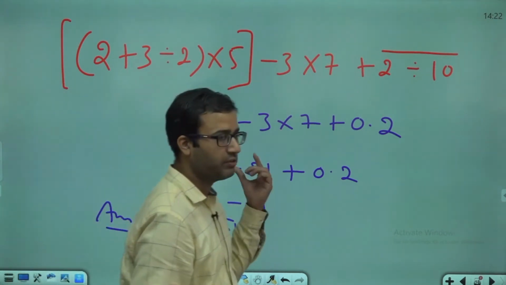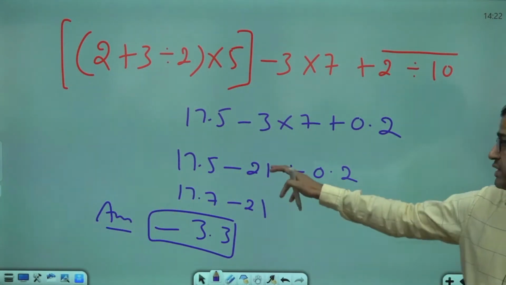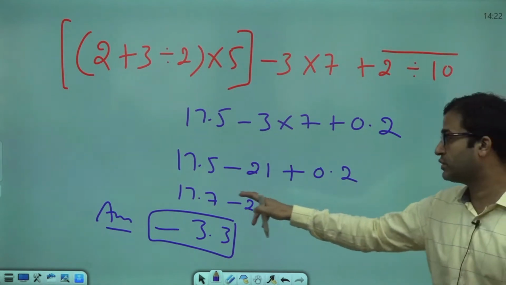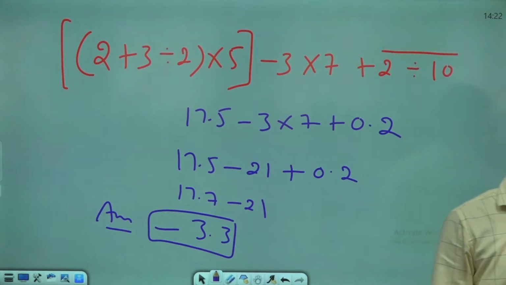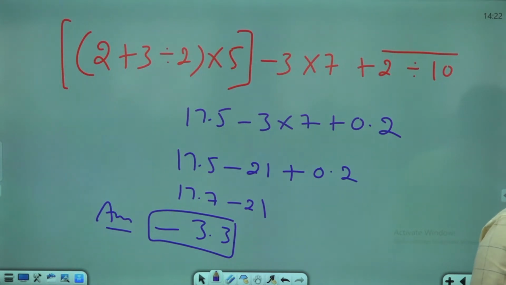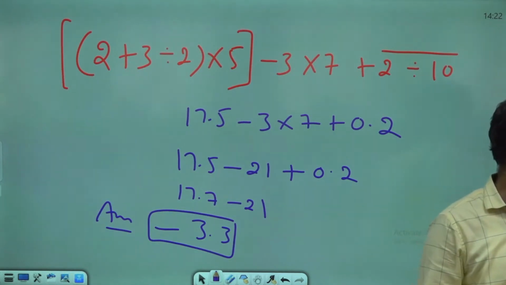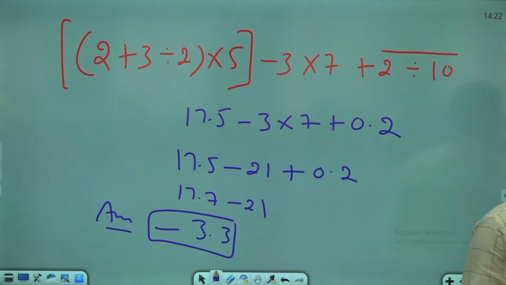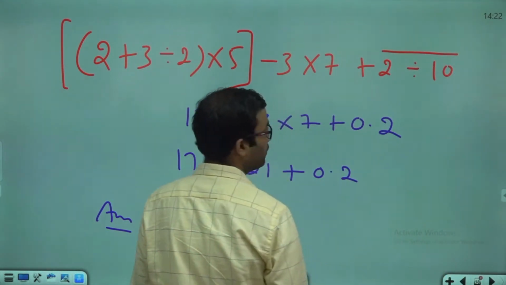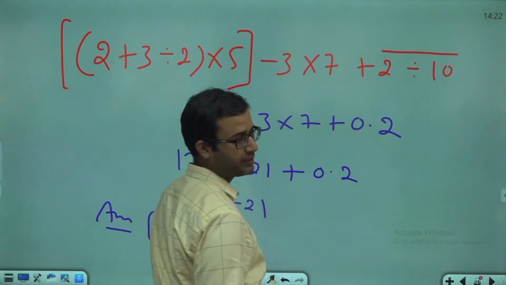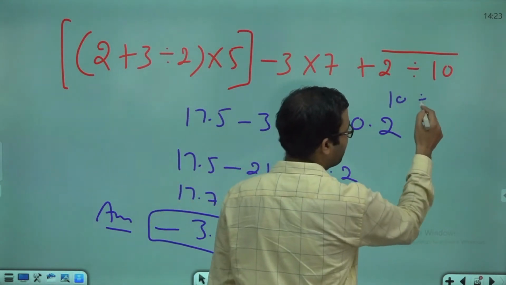Overall there are two positive values, one negative value. So it is 17.5 and 0.2, 17.7. This is minus 21. So there will be a negative answer, minus 3.3. Some of you are getting answers 3.7 and 3.5. Okay, got the point. Then divided by 10 divided by 2 is 5, sir. 10 divided by 2 is 5.